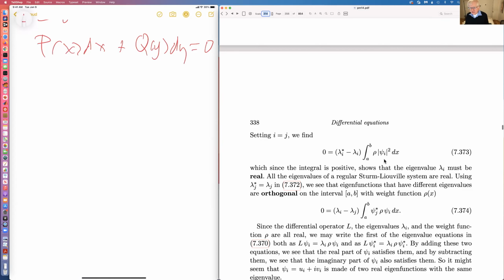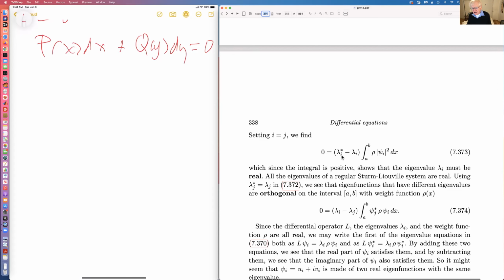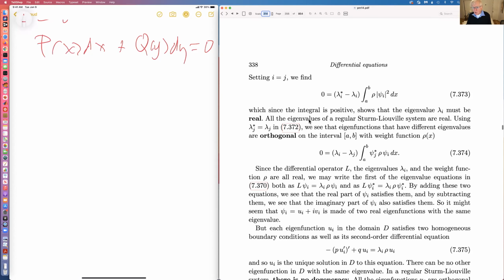So we set i equal to j, and we get this equation. And now this thing is obviously positive because the eigenfunction's not 0, and rho might vanish at 1 or 2 points, but it's not identically 0. And so that means we can divide by this, and then we get that lambda i star is equal to lambda i. So that means the eigenvalues are real. So all the eigenvalues of a regular SL system are real.